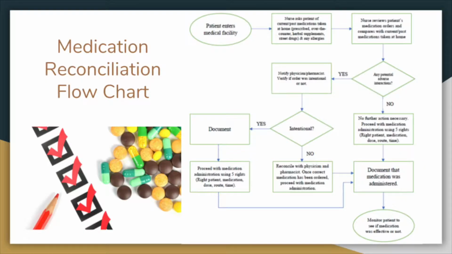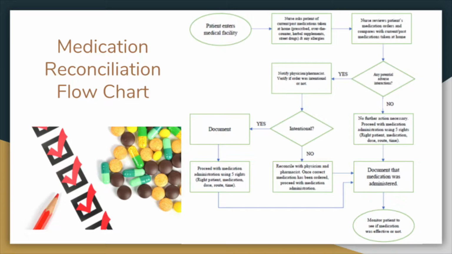A medication reconciliation flowchart was used to outline a safe and correct way to complete the process of medication reconciliation in a clinical scenario. This flowchart identifies several steps of the medication reconciliation process. The patient first enters the medical facility. The nurse then asks the patient of his or her current or past medications taken at home. These include prescribed medications, over-the-counter, herbal supplements, or any street drugs. The nurse also clarifies if the patient has any allergies.